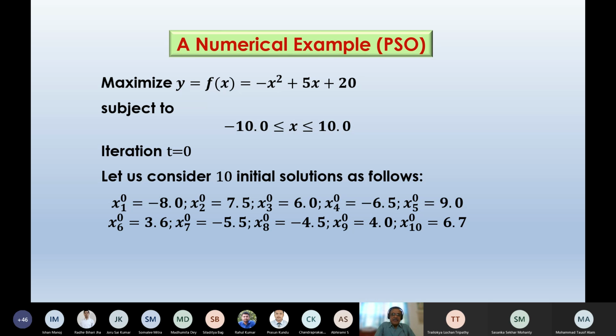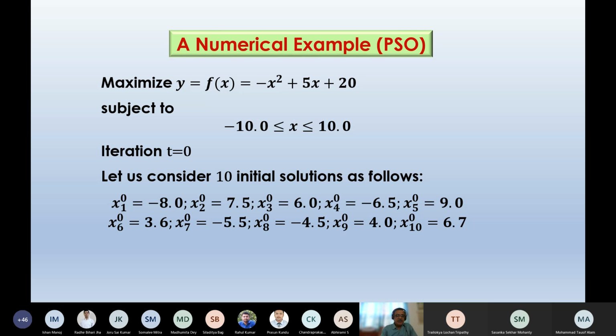So you will be getting minus 2x plus 5 equals 0, so x equals 2.5. The solution is 2.5. And x will vary from minus 10 to plus 10. Now, if you want to solve it using PSO, let us see how it works. Very purposefully, I designed this numerical example to show you at least one iteration of this particular PSO.